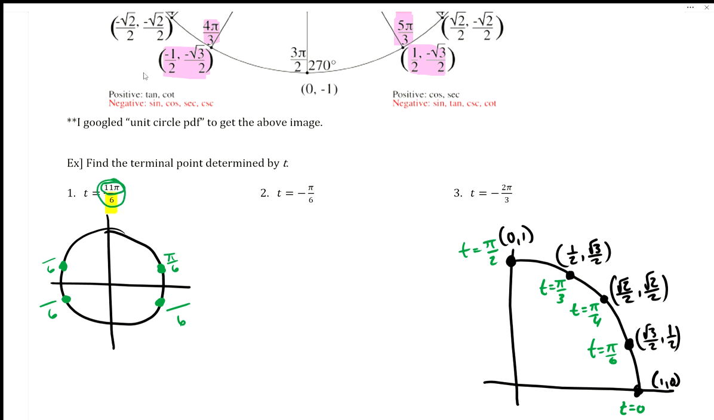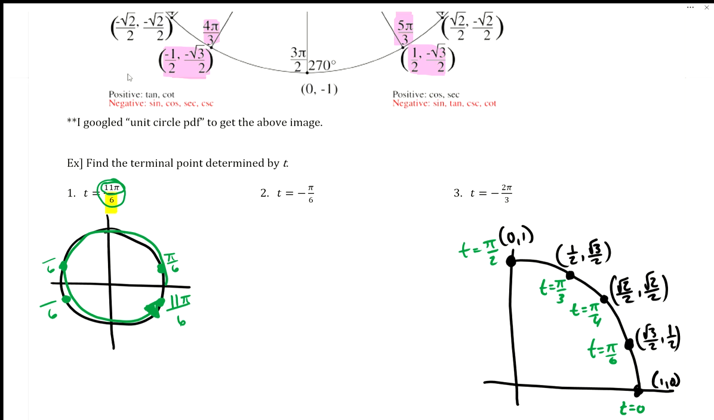Well, 11/6 is very close to 2. So I know that's the one that's closest to 2 pi. Okay, so we went almost all the way around. There it is, 11 pi over 6. So that green arc is the 11 pi over 6 length around the unit circle.